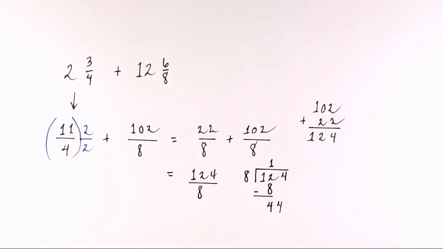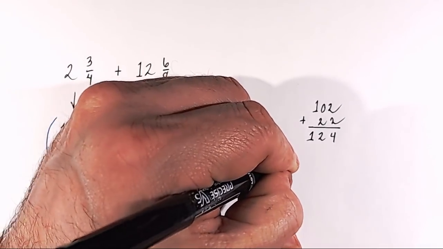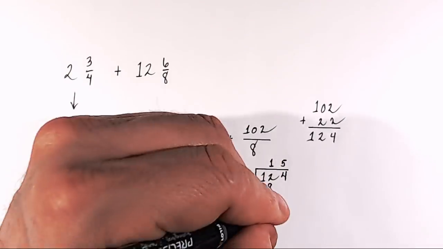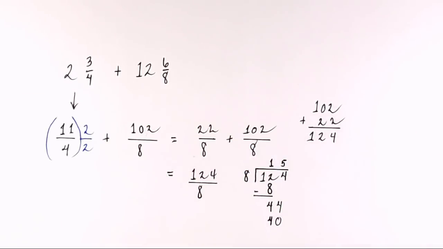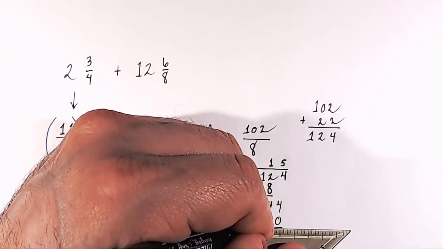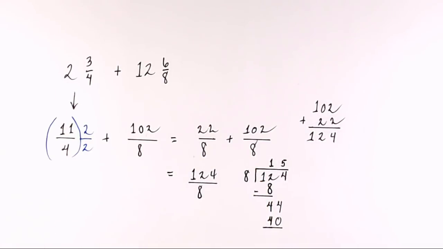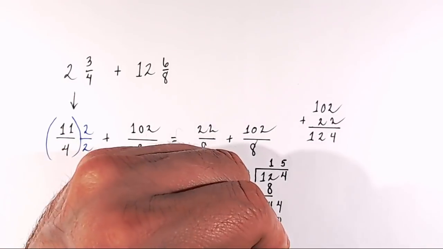Now we have 44. 8 goes into 44 how many times? Well, let's do our multiplication tables. 8 times 1 is 8, times 2 is 16, times 3 is 24, times 4 is 32, times 5 is 40, times 6 is 48. Oh, that's too much. So 8 times 5, it goes in 5 times. So we'll put a 5 here. 5 times 8 is 40. And then you subtract 40 from 44, and you're left with 4.